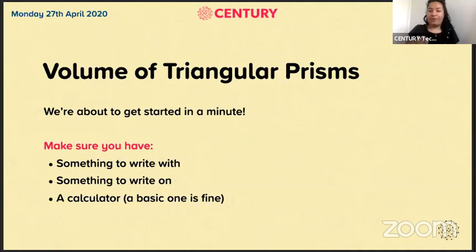Now, before we get started with the lesson, make sure that you have something to write with, something to write on, and a calculator. A basic calculator will be absolutely fine. We're just going to be doing some multiplying and dividing. And now I'm going to switch off my video so that I'm not distracting from the rest of the lesson. And let's get started.